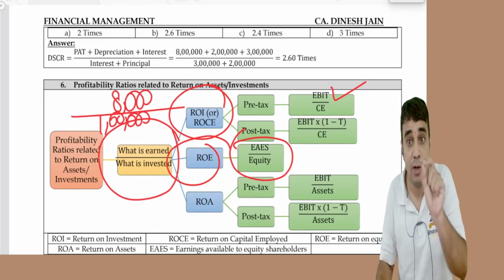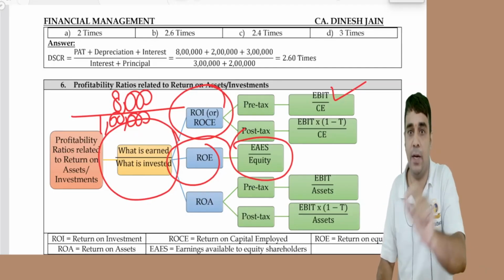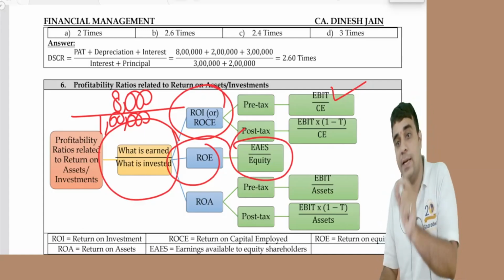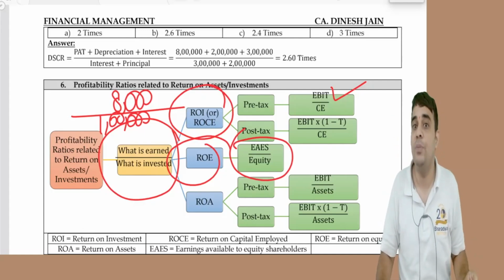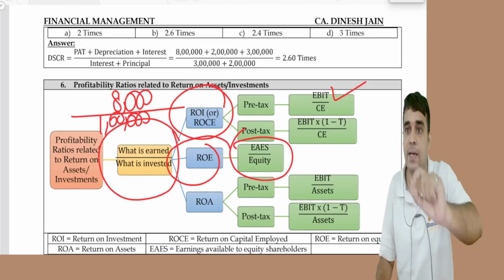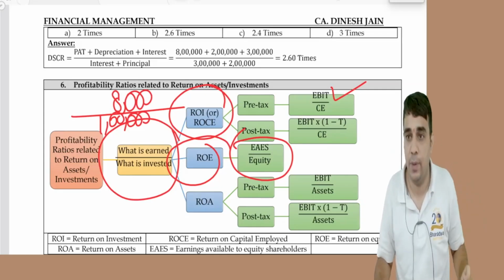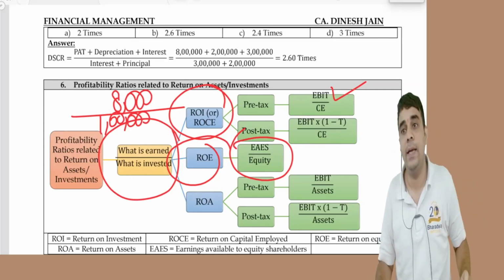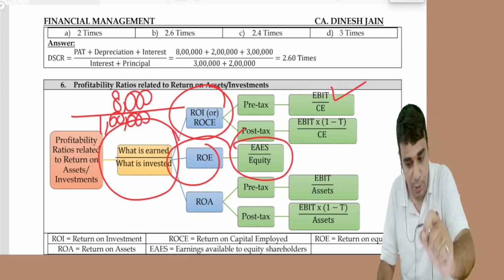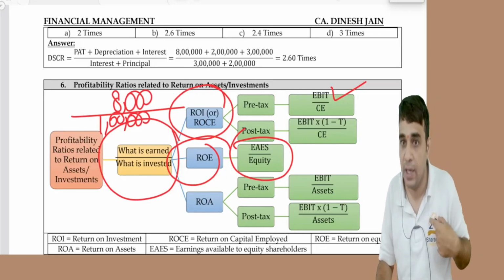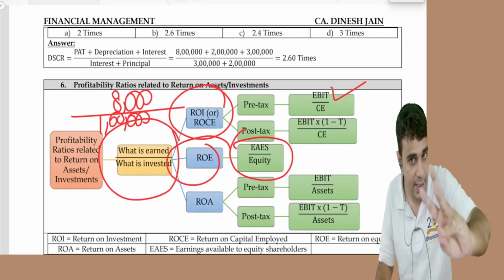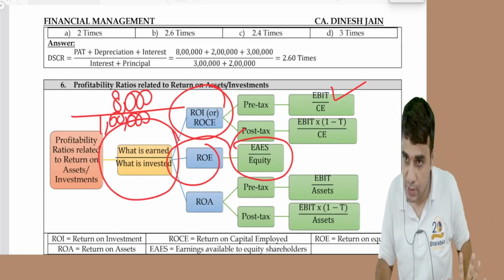In one exam they asked return on proprietor funds. The denominator they used was equity capital plus preference capital, and the numerator they used was PAT. For return on equity, I don't consider PAT because PAT does not belong to the equity guy. PAT belongs to equity and preference guys. So we consider EAES, because EAES belongs to the equity guy. Able to understand this? EAES divided by equity is called ROE.